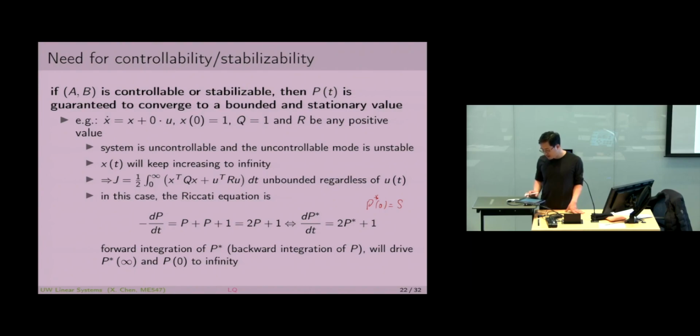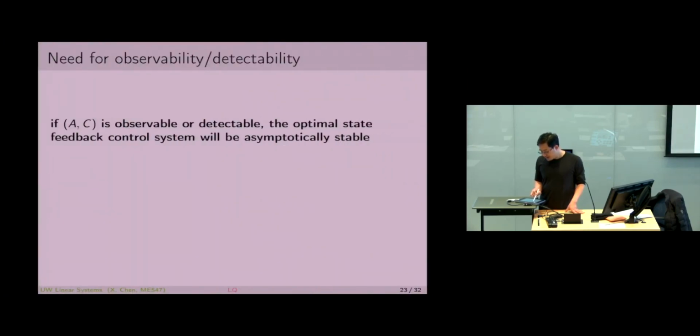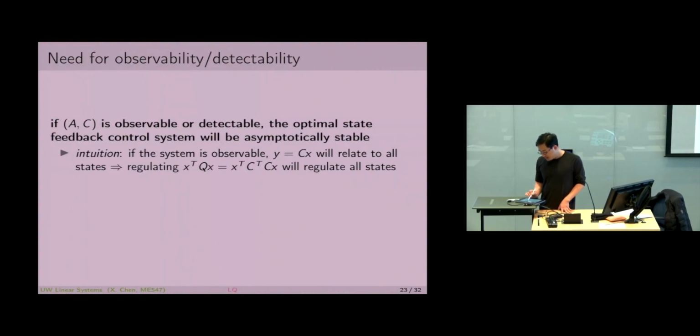The second piece is observability, which is also intuitive. It turns out, if AC is observable or detectable, then the optimal state feedback control system will be asymptotically stable. That's the need for observability. To see that, if AC is observable, then look at the quadratic term inside this integral, X transpose CX. Observability means we can reveal a lot about the state from the output. We can completely define the initial value of the state because it's observable. So if we do this regulation, a lot of the state information will be contained inside this integral. Then that means our performance index actually accounts for the states very comprehensively.